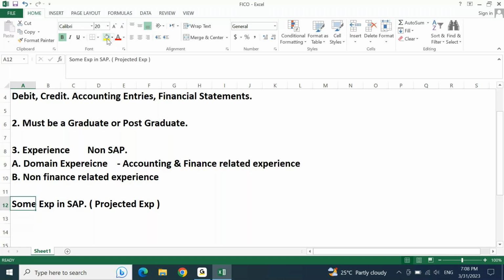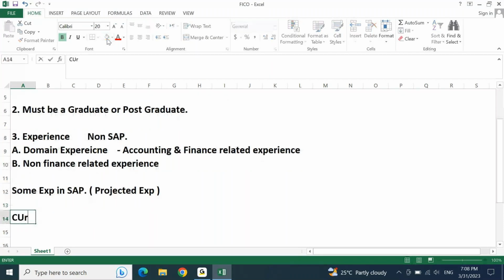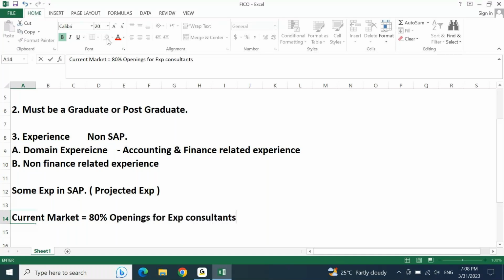Okay, when we talk about projected experience, if you see the current market, you will get 80% openings for experienced consultants. You will hardly find 20% openings for freshers, which means if you want to get into SAP, projecting yourself as an experienced candidate is mandatory. Okay, so when you're talking about your projected experience, always remove the projection from your experience, which means your experience means you are an experienced candidate in SAP FICO. So your knowledge should talk your experience, the way you're explaining should talk your experience, not the resume, not the number of years that you're projecting or keeping on your resume. It is only the way you're talking in your interview or with any person who is related to SAP. Clear?